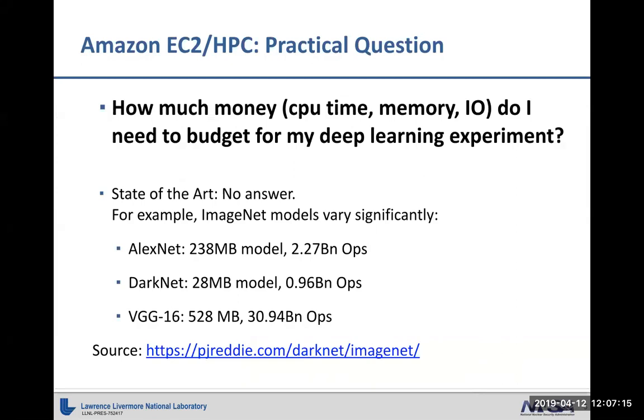It's a very good question, because when I look at ImageNet, these are the three main contenders in computer vision. AlexNet has a 238 megabyte model and uses 2 billion operations to train. GoogLeNet has a 28 megabyte model and uses less than 1 billion operations to train. And VGG16 is double the size of AlexNet and uses 10 times more than AlexNet to train. So that's a two order of magnitude discrepancy for about 5% accuracy. Wait a minute, that's too much. It shouldn't be hard to find something better than two orders of magnitude for budgeting these experiments.